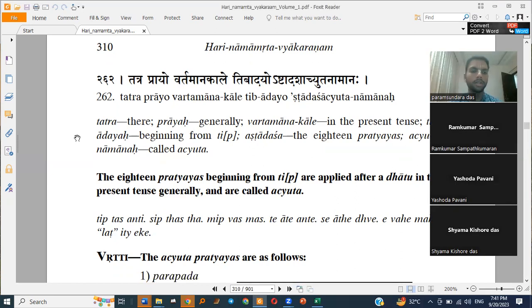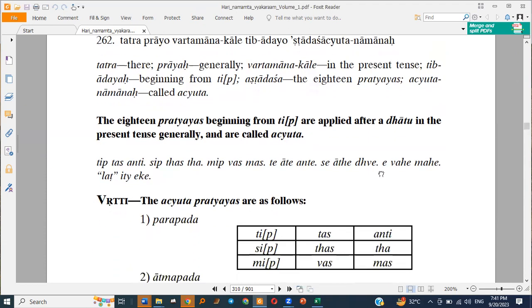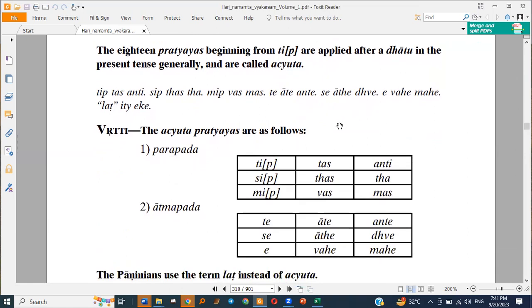So the 18 pratyayas beginning from tip are applied after dhatu in the present tense generally. So these 18 pratyayas are applied in the present tense mostly. When it says generally, it also means that these pratyayas will also be applied in some other areas as well. That is the topic for the next chapter. In Karaka, we will understand in detail about that.